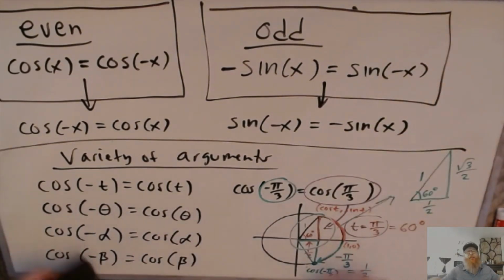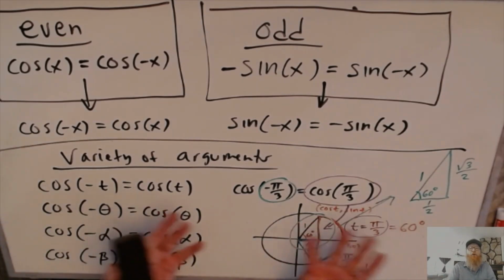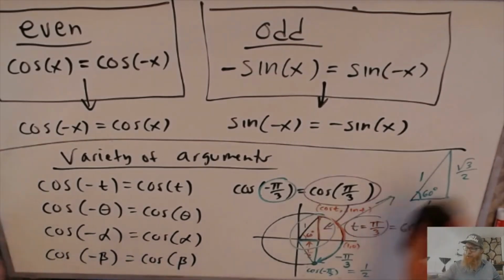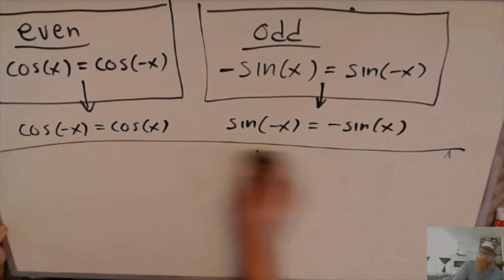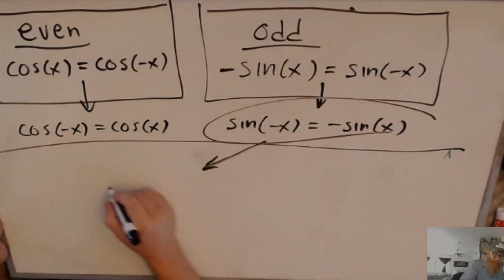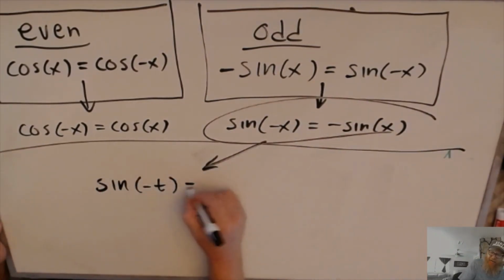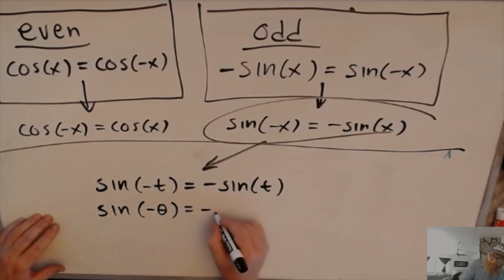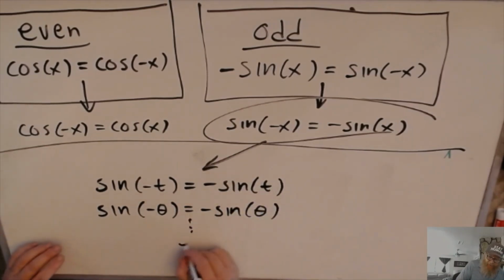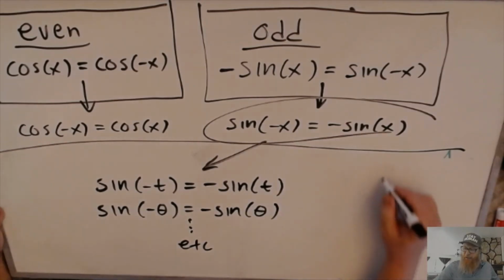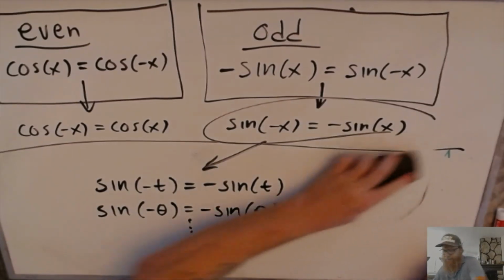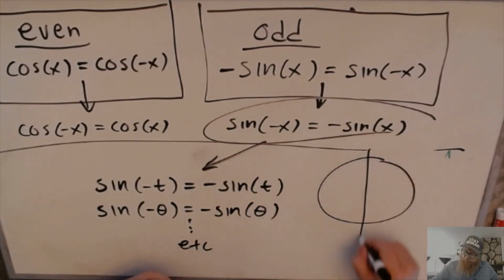So that's one specific example of how cosine is an even function. You could do the same thing with sine. You could have sine of negative t is equal to negative sine of t, or sine of negative theta is equal to negative sine of theta, and so on, with all the different arguments that we just discussed. If you looked at that one on the unit circle, that's not a very good unit circle. Let's try again. There we go.